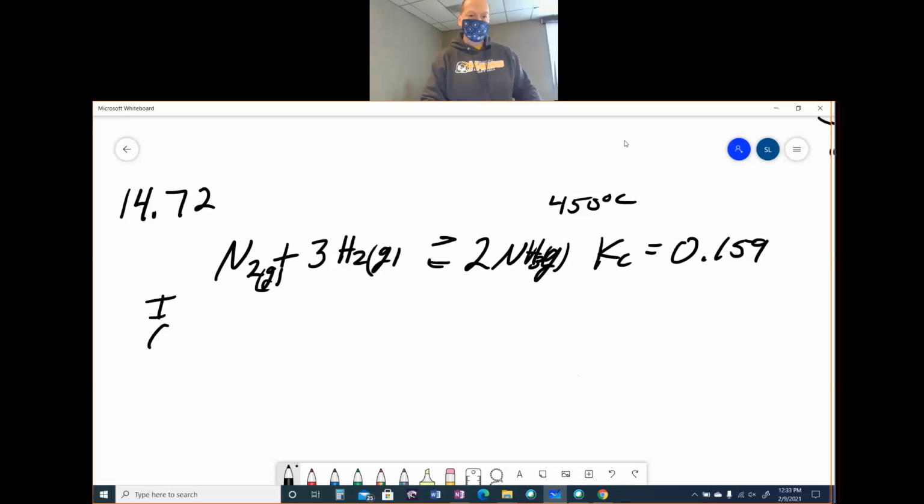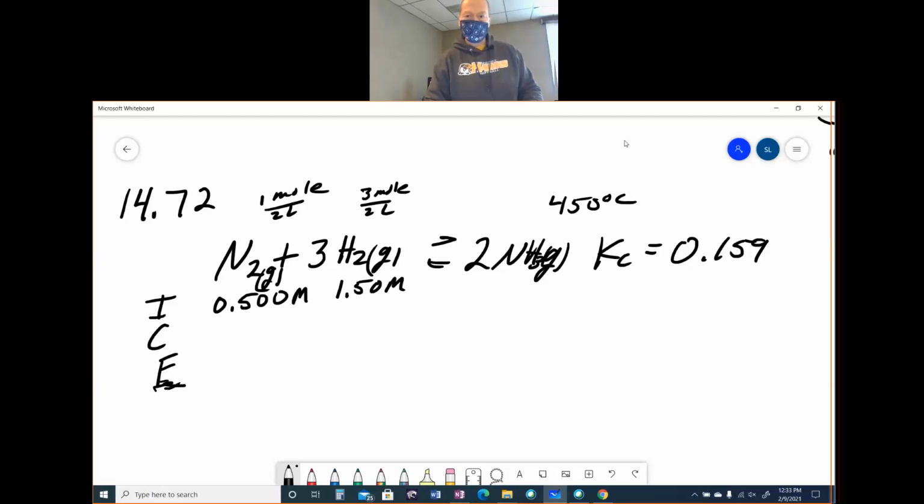All right, so this is going to be an initial change equilibrium problem. For nitrogen, there's 1 mole in a 2-liter vessel, and 3 sig figs, so that is 0.500 molar for your nitrogen. And for your hydrogen, it was 3 moles in 2 liters, so that is 1.5, and it's 3 sig figs, so 1.50 molar. And then we didn't add any of our NH3.